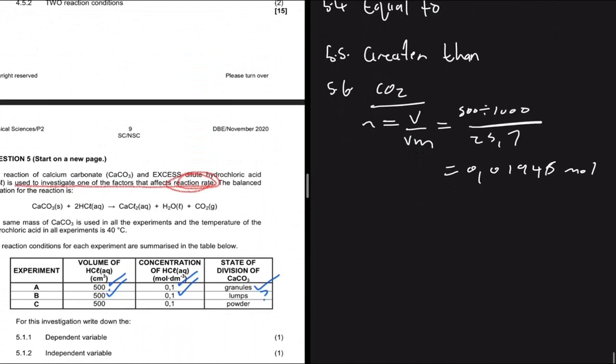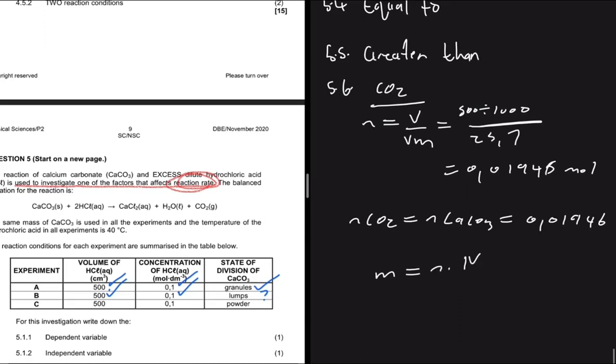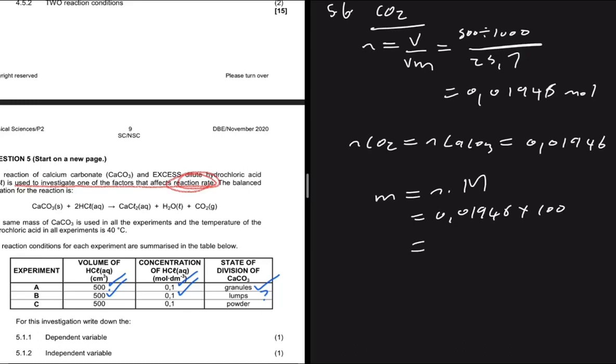So now let's go to our equation. So now we can see that the number of moles of CO2 will be equal to the number of moles of calcium carbonate, right? Because the balancing coefficients are the same. So this will be 0.01946. So the mass will be the number of moles multiplied by the molar mass. So we have 0.01946 multiplied by 100. This will give you 1.946 grams.